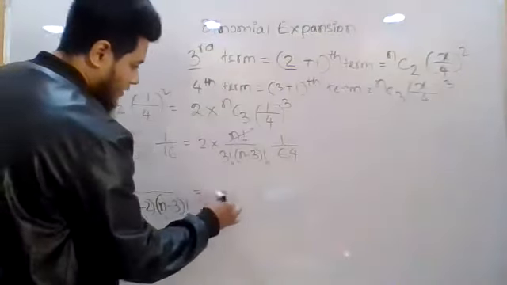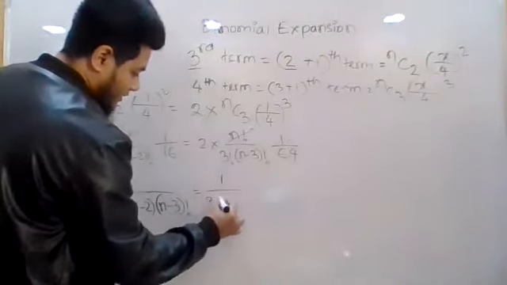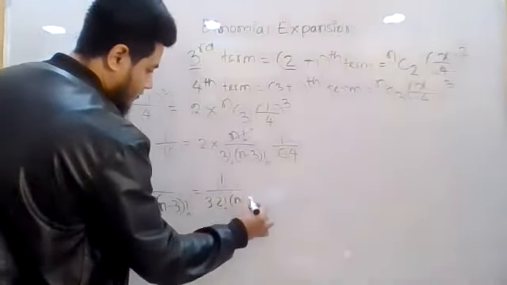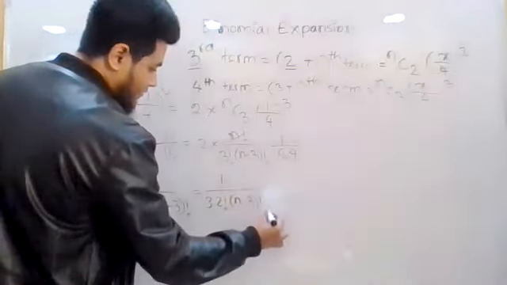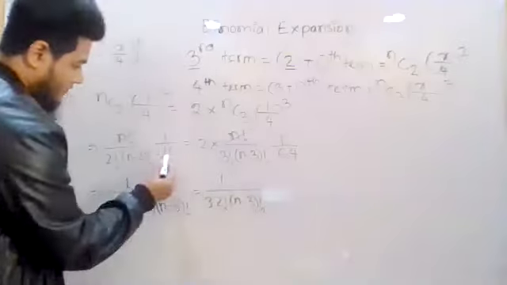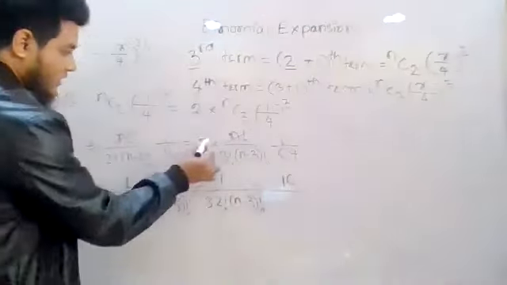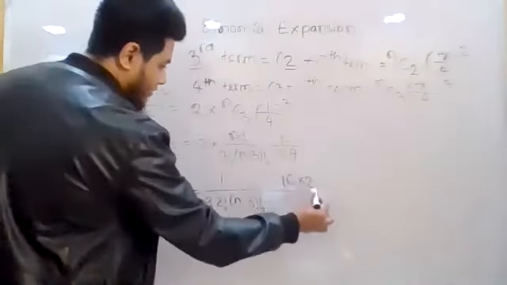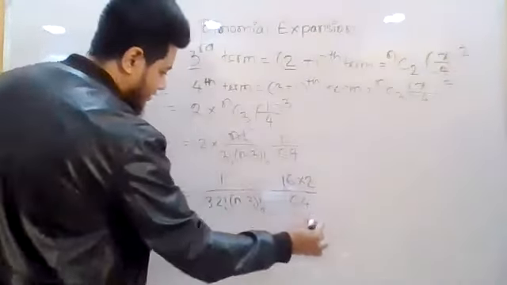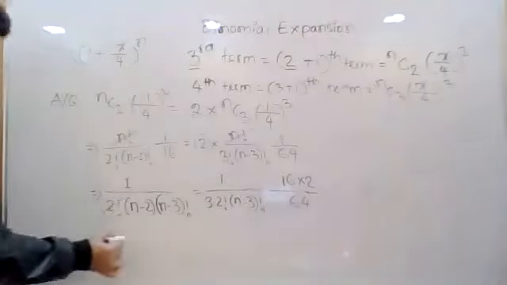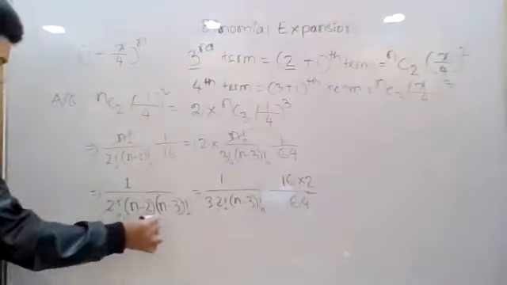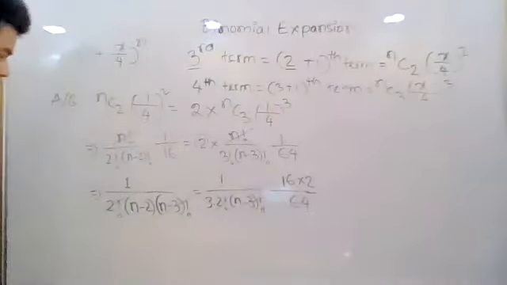Then it will be 1 divided by 3 into 2 factorial, and here it will be 1 by n minus 3 factorial. And we have divided by 16. So if I change the side, it will be 16, and these 2 will be multiplied with this 16 and divided by 64 we have. So from both sides, 2 factorial gone, n minus 3 factorial, n minus 3 factorial gone.